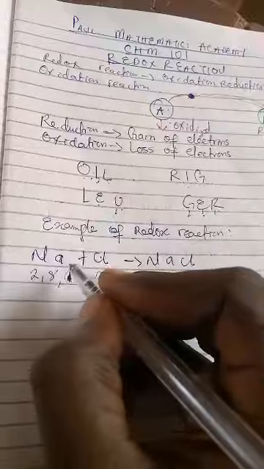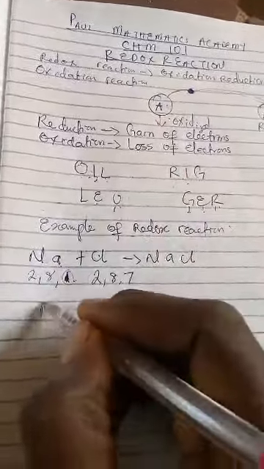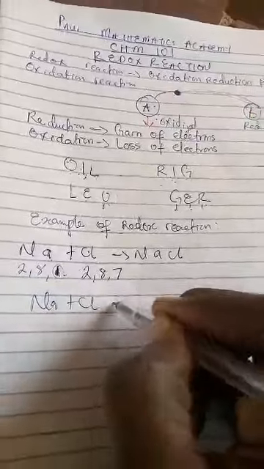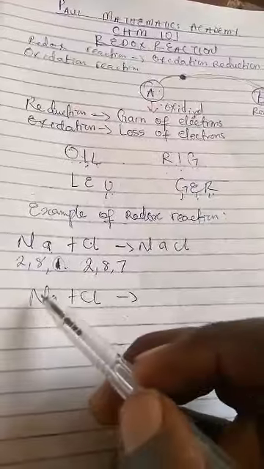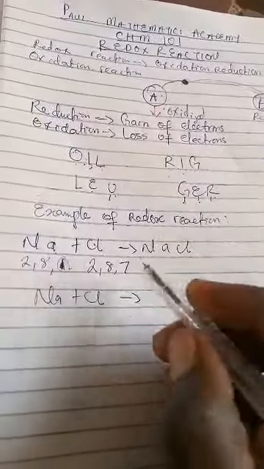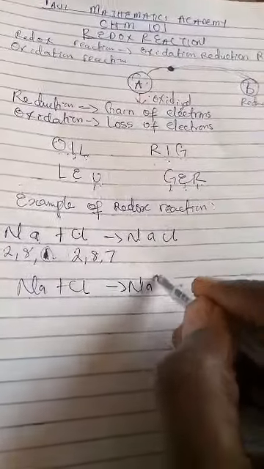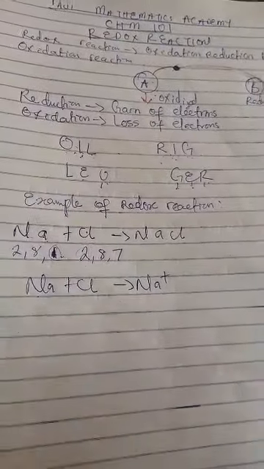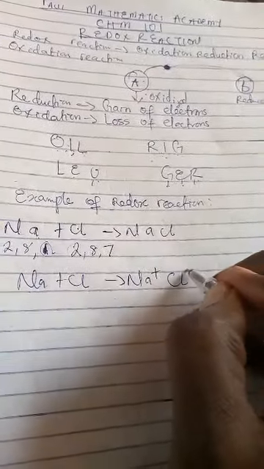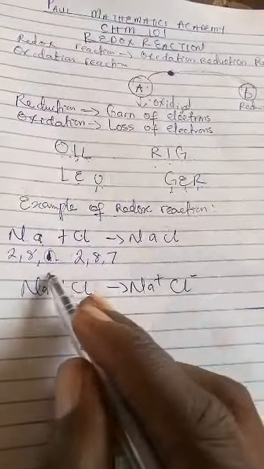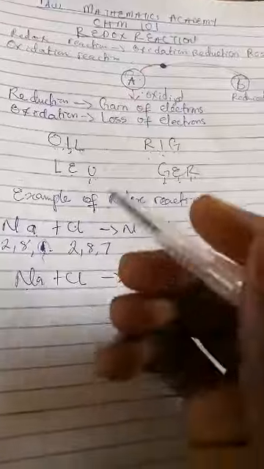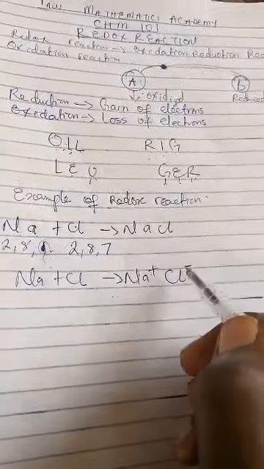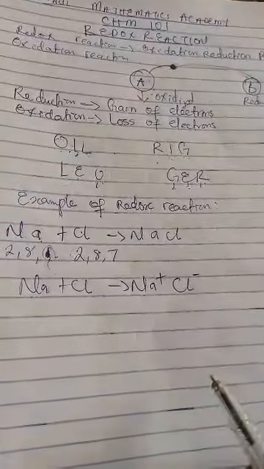So in this case, if sodium donates the electron, then I have Na plus, and chlorine receives the electron. Whenever sodium donates electron, sodium becomes positively charged, and then chlorine becomes negatively charged. Sodium donated 1 electron, that's why I have Na plus. And then chlorine received just 1 electron, that's why you have Cl minus.